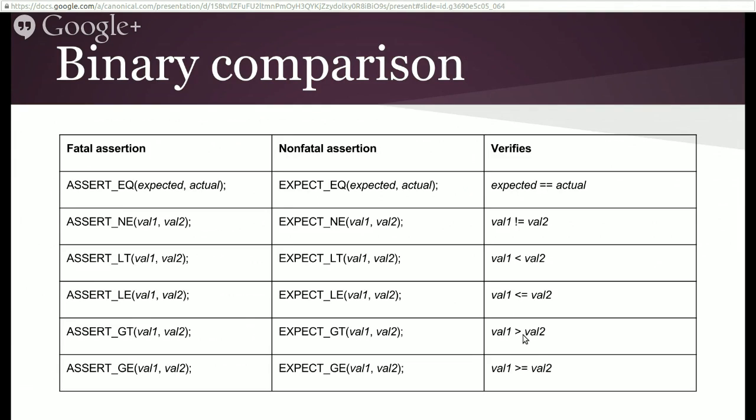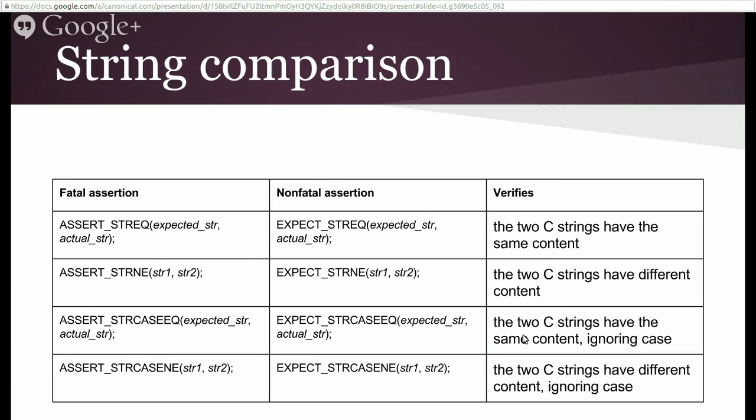Non-fatal assertions means that we'll get a failure in the test, but we'll continue testing. All these assertions can be used with your own defined objects as long as they implement the correct operators. We also have string comparison, for example, so we can ensure that their strings are equal or not equal. They're equal, but we ignore the case, and so on and so forth.